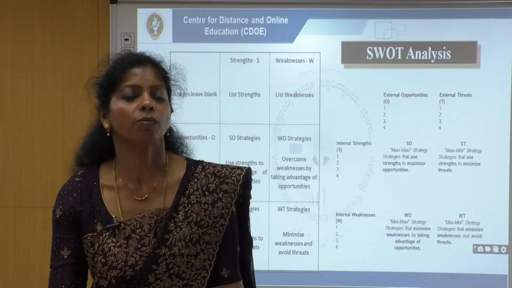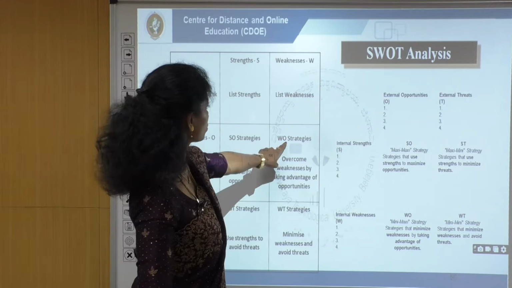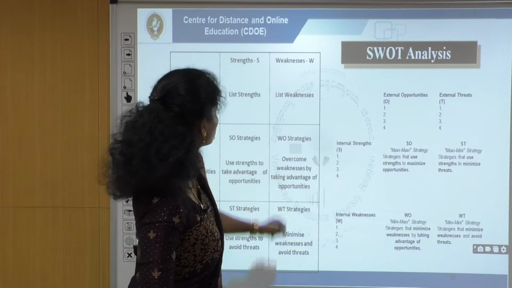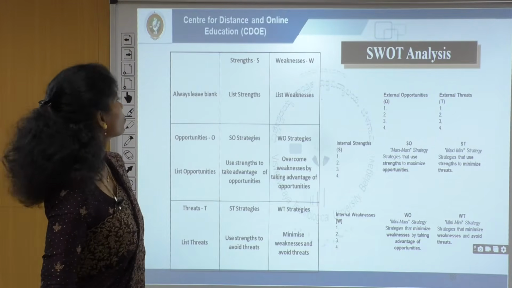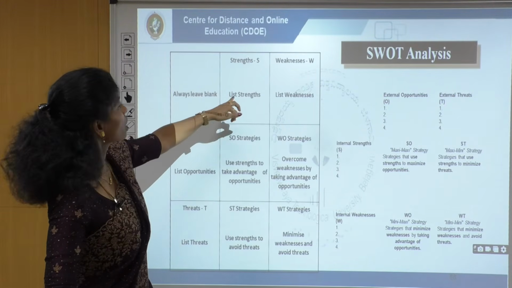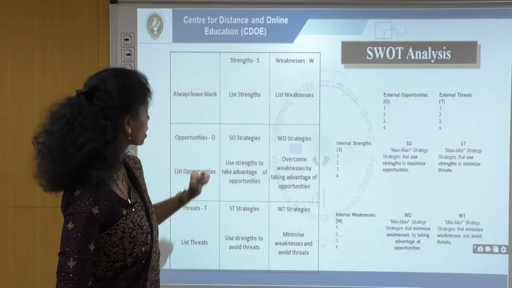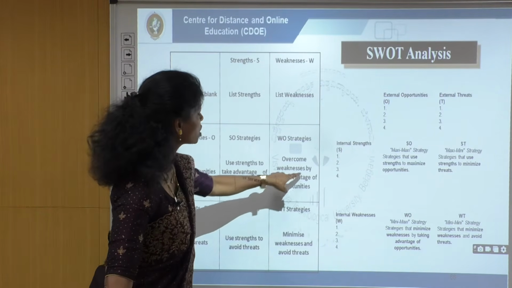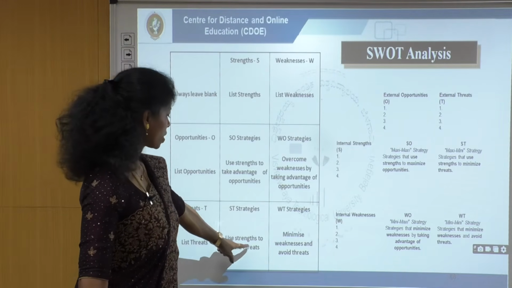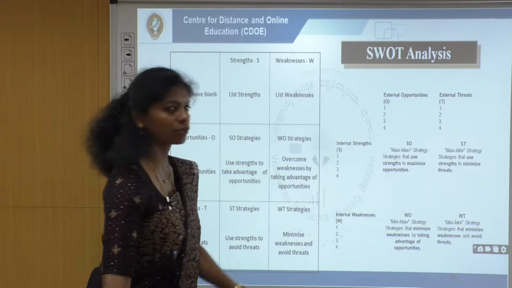So, in a detailed explanation of SWOT analysis, if you look here, it talks about strengths, weaknesses, opportunities and threats. It talks about listing strengths: use strengths to take advantage of opportunities, overcome weakness by taking advantage of opportunities, use strengths to avoid threats, minimize weakness and avoid threats.